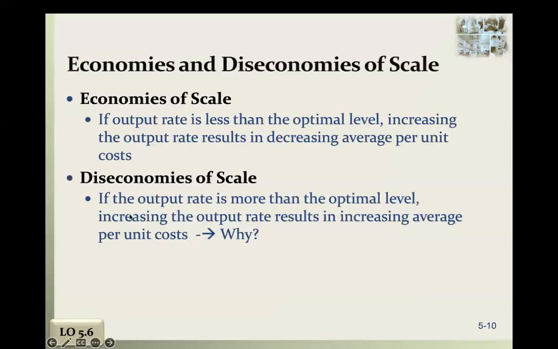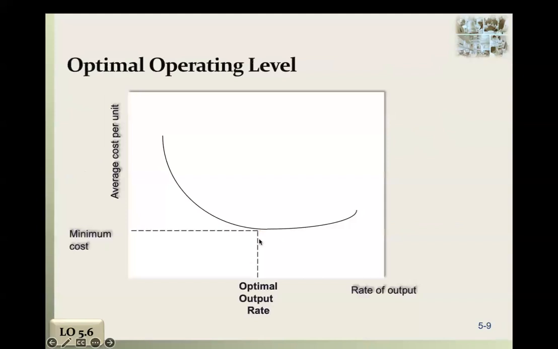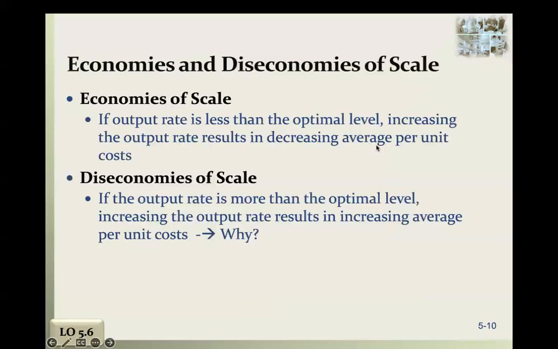And the definition of diseconomies of scale is that if the output rate is much more than the optimal level, and where is the optimal level? Let's say this is the optimal level. So if you're producing more than the optimal level, it will make the processes suboptimal. Increasing the output rate results in increasing average per unit cost.